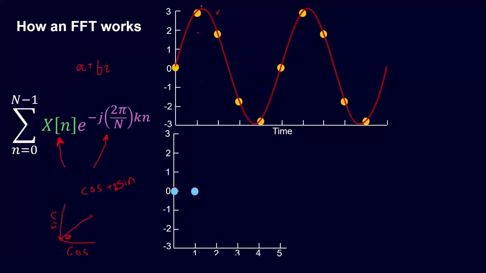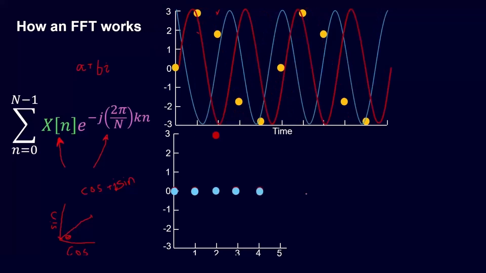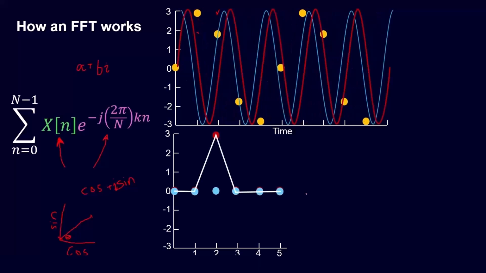So when I multiply these points by one another and I add the result together, I'm going to get a really high value. And I'll actually get a value after I scale it properly at the amplitude of this sine wave. So this is a 3-unit sine wave. I'm going to get 3 units in my frequency spectrum. Now, the cosine wave doesn't have a lot of correlation, and I could keep doing this for different frequencies, and what I'll end up with is a FFT plot.